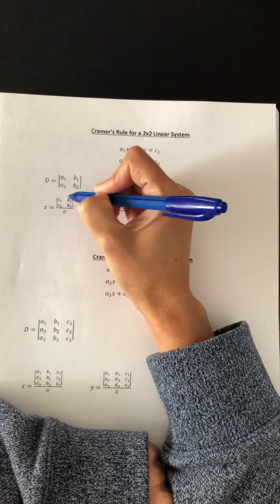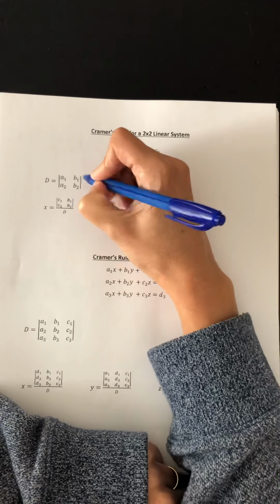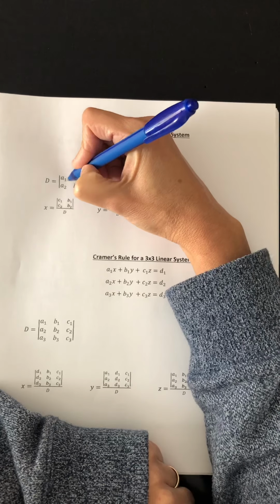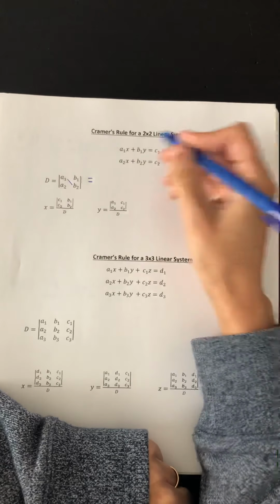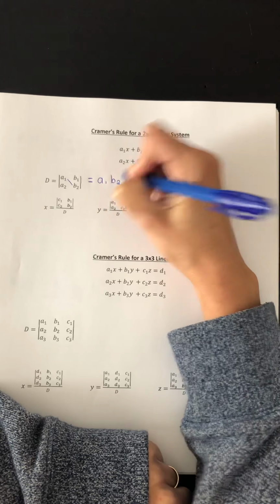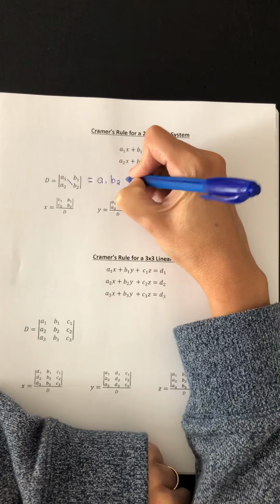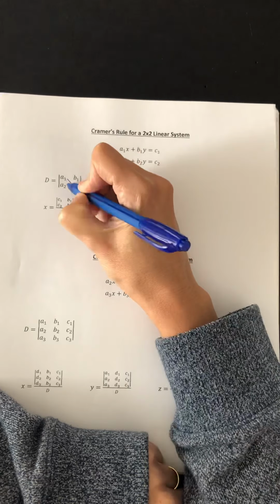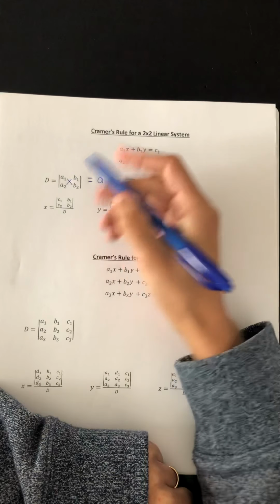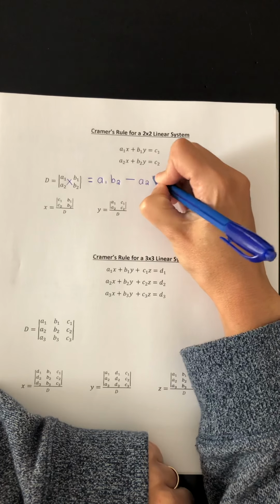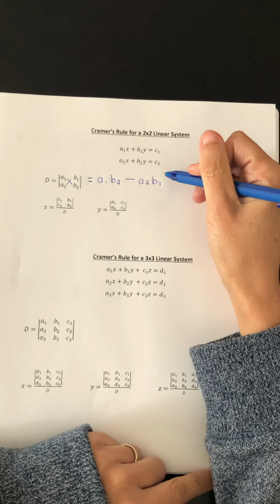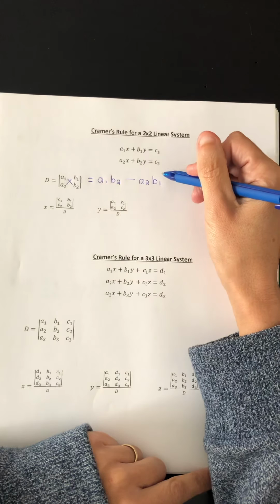Now, to evaluate a 2x2 determinant is pretty straightforward. What you do first is multiply these two numbers together, so A1 multiplied by B2. And from that, you subtract the product formed in the other direction, so A2 multiplied by B1. So that's how you evaluate every 2x2 determinant.